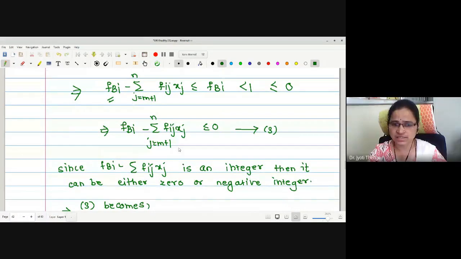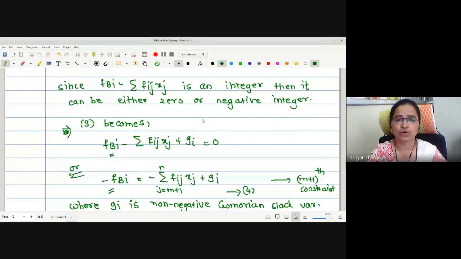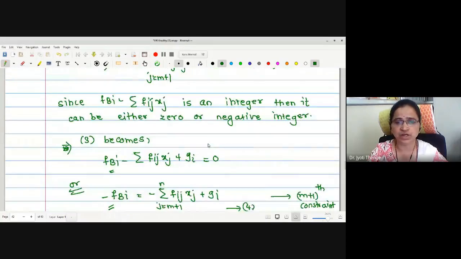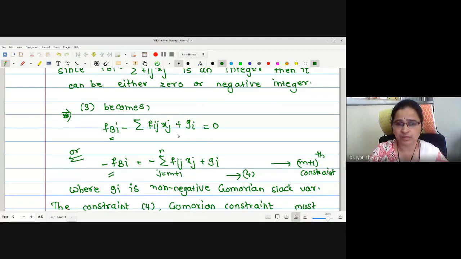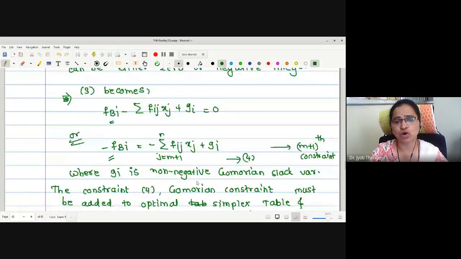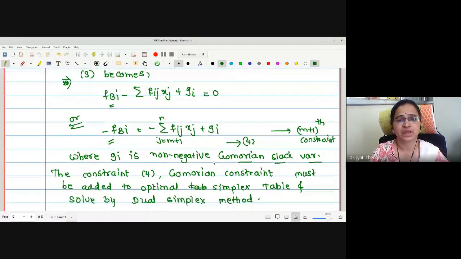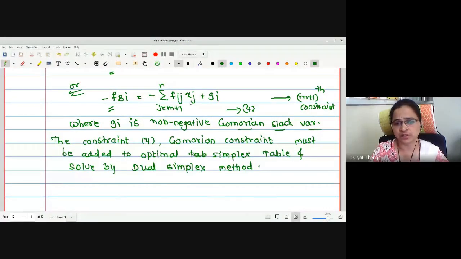Yes, ma'am. So this is the equation we have obtained: f_bi minus the summation is less than or equal to 0. This is the less-than-or-equal constraint. We will convert it to equality by adding a slack variable g_i. This g_i is called the non-negative Gomorian slack variable. Then we have written the constraint in this format.